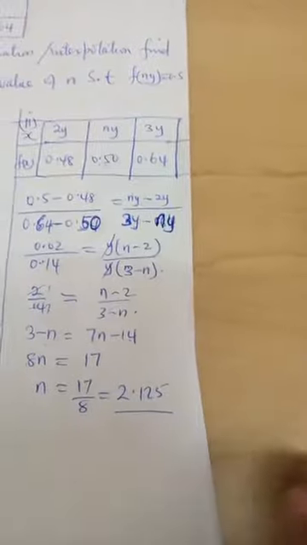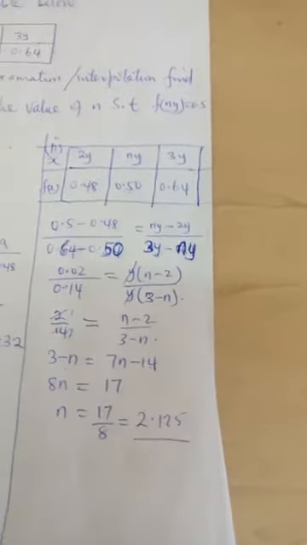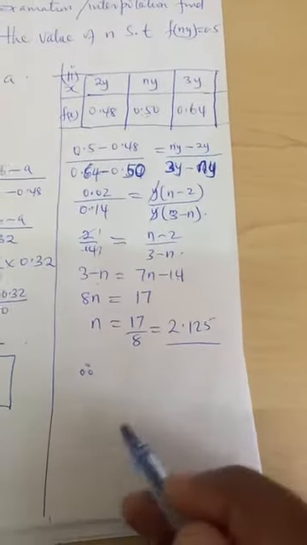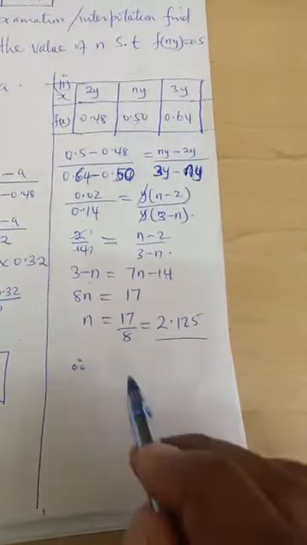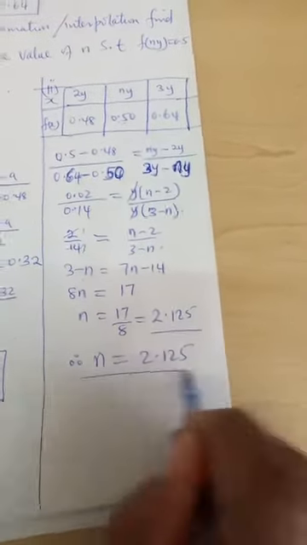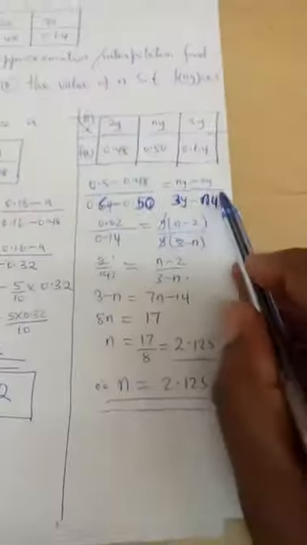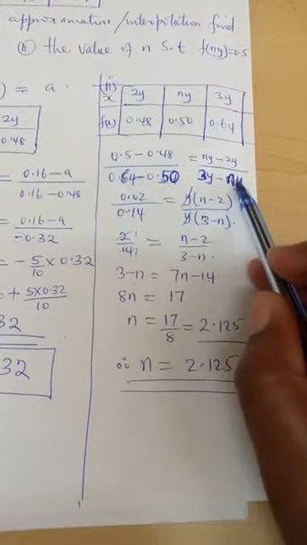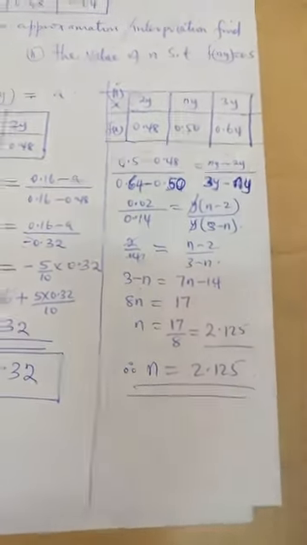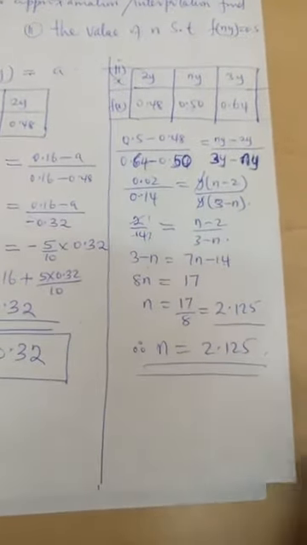And when we look at n, since they are looking for the value of n, we can conclude that our value of n is 2.125. The order does not matter, but you must be consistent, as you saw me making adjustments here. Any other student that uses another approach but is consistent will always get the correct answer.